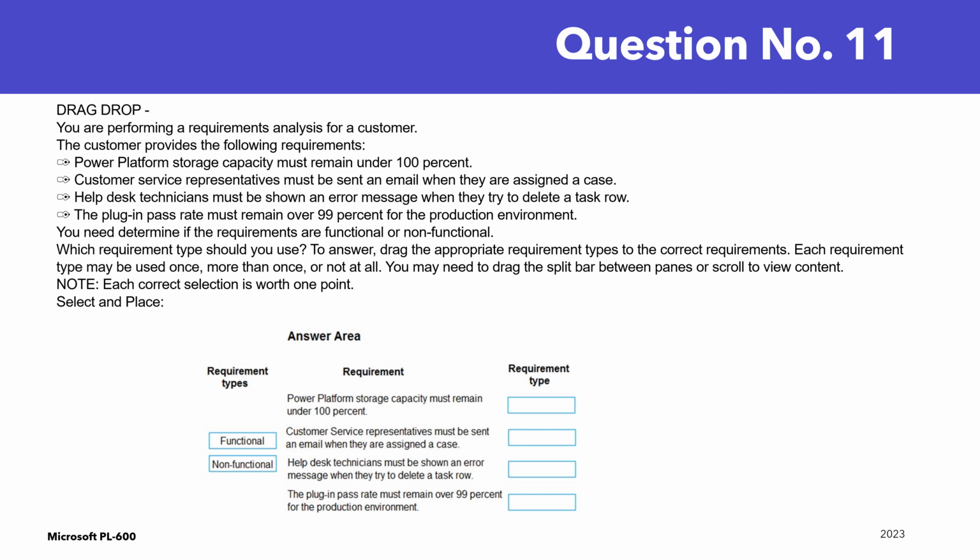Select and place. Requirement: Power Platform storage capacity must remain under 100%. Requirement type: non-functional. Requirement: customer service representatives must be sent an email when they are assigned a case. Requirement type: functional. Requirement: help desk technicians must be shown an error message when they try to delete a task row. Requirement type: functional. Requirement: the plug-in pass rate must remain over 99% for the production environment. Requirement type: non-functional.